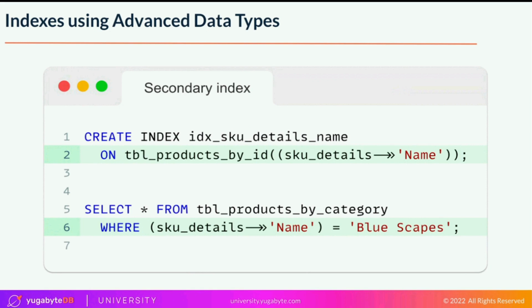This is just an example of how powerful JSON-B can be in YSQL development and how it is a little bit superior over using the other advanced data types, such as lists, maps, and sets, because they don't have this ability. So in the bottom, we can see we're doing a read from the products by category table where the SKU details name is going to be searched for Bluescapes, okay?